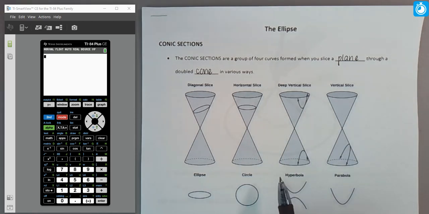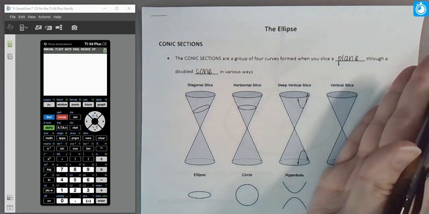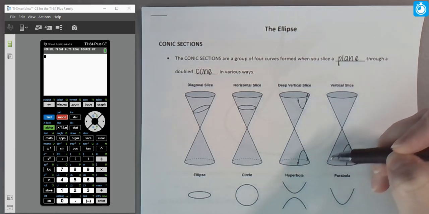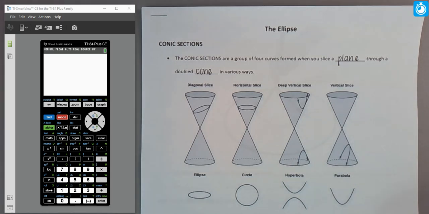A hyperbola graph has two separate branches formed when we slice that plane through the cone in those two locations. And if we take that plane and then angle it diagonally so that it's not parallel to the cone's axis but to one of the edges of the cone, then we have what we call a parabola, which you're probably familiar with. So in this video, we're going to talk about ellipses.